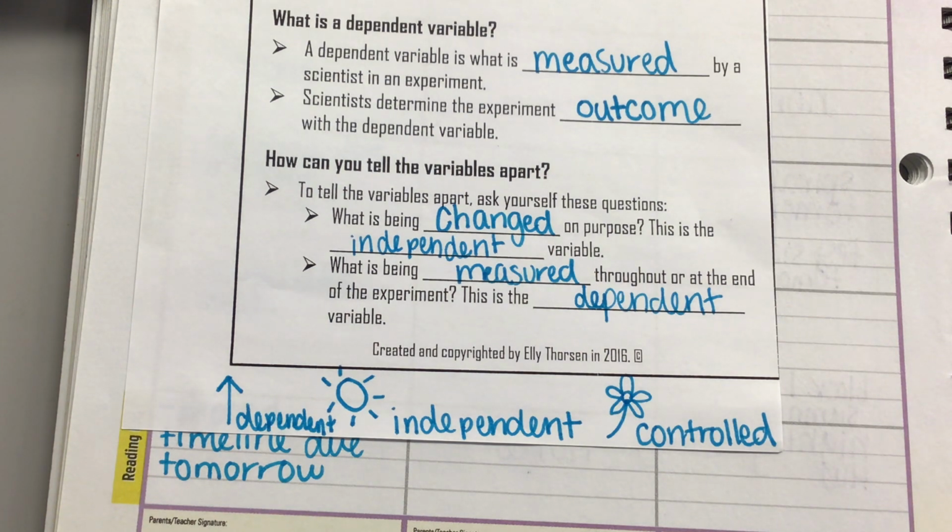Ella? Me and Levi thought it was like the experiment, like how fast a flower can grow with the sun, and the dependent variable is the sun, and the control variable is the flower. Okay, awesome. Oh, you want to keep going? Okay, does anyone have something different?